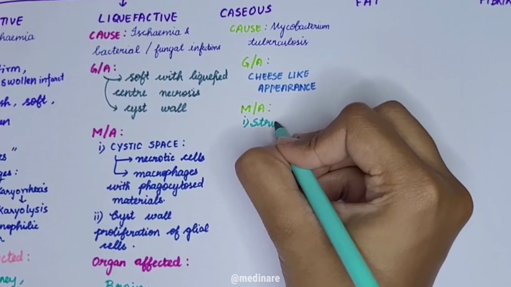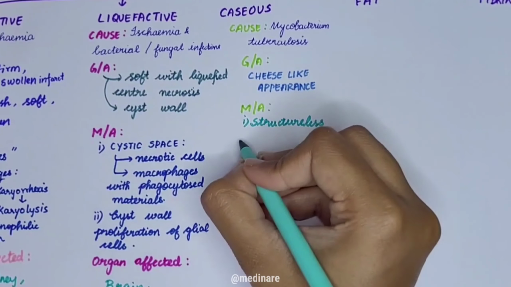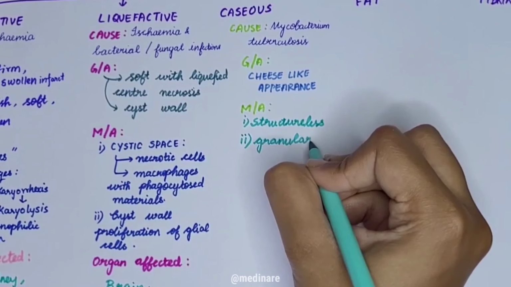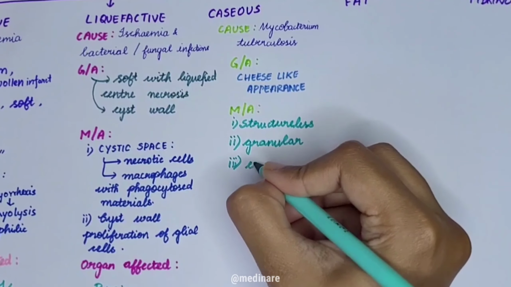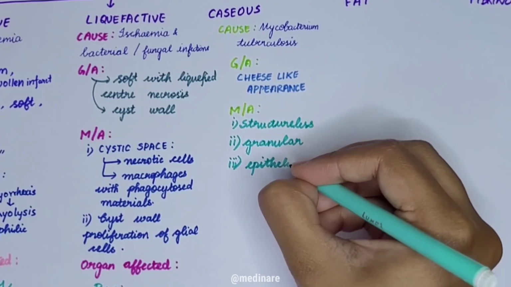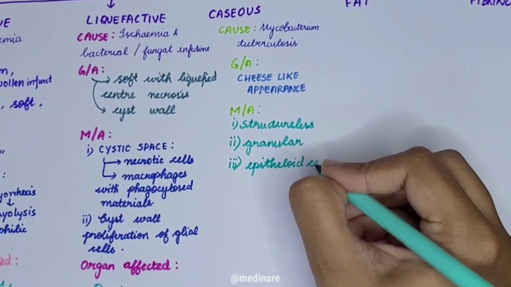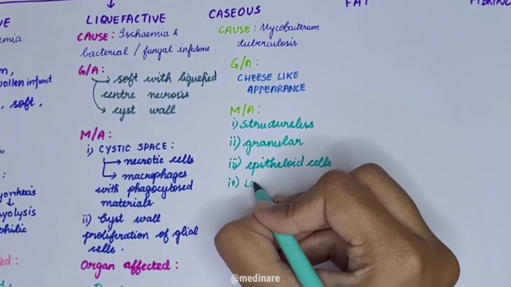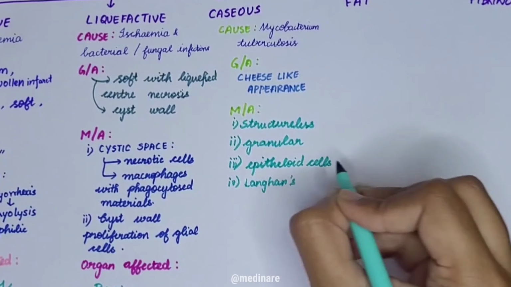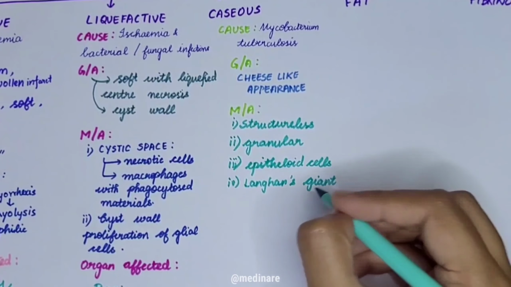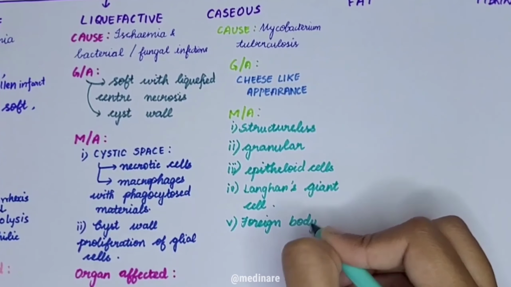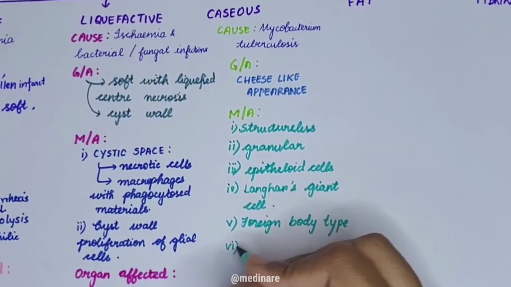Microscopically, they have a structureless eosinophilic cytoplasm which is also granular in nature. They have epithelioid cells, which are modified macrophages with slipper-shaped vesicular nuclei. They also have Langhans type of giant cells with foreign body type, and they have a peripheral mantle of lymphocytes.